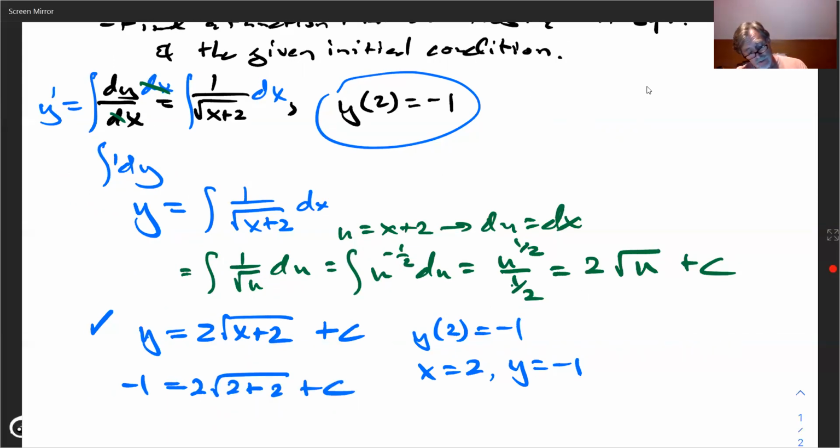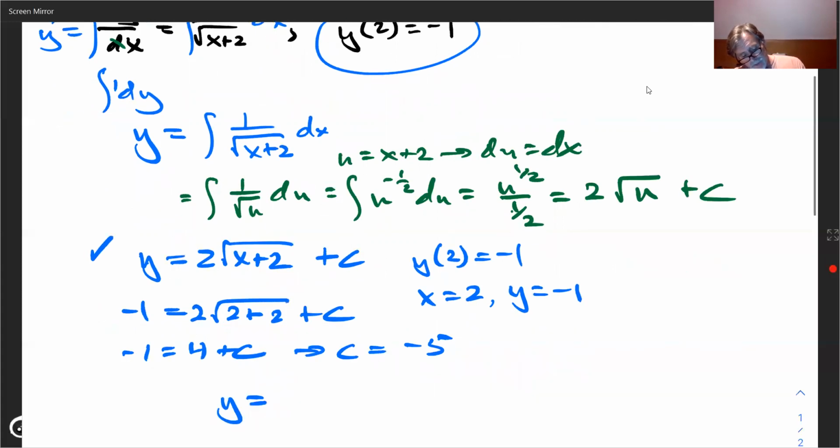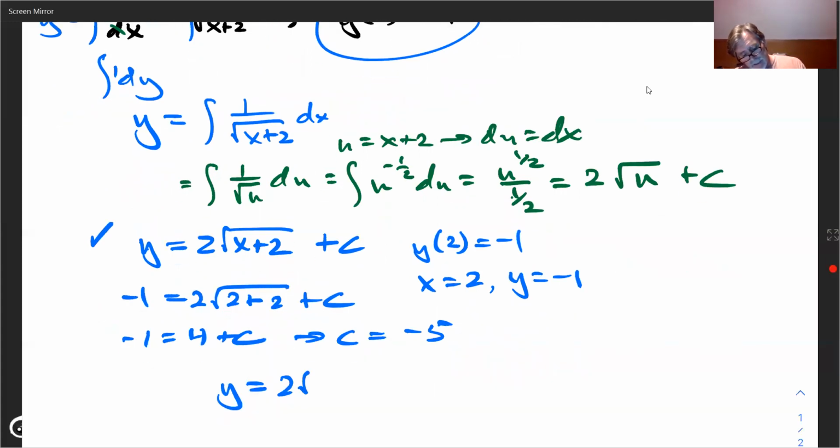Pretty straightforward stuff. -1 is, what is that, 4. Square root of 4 is 2. This is 4 plus c, I guess. Tells us c is -5. So our final answer to this problem is y equals 2 square root of x plus 2, and what is c? -5.